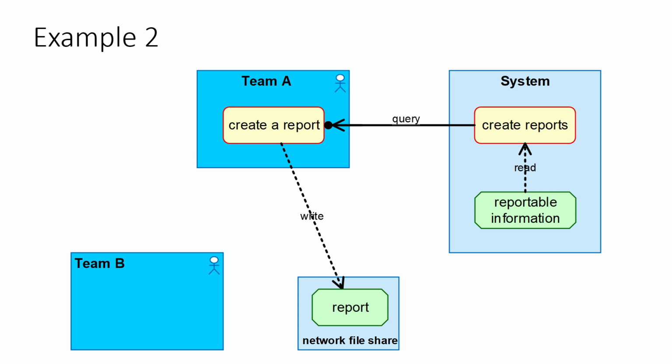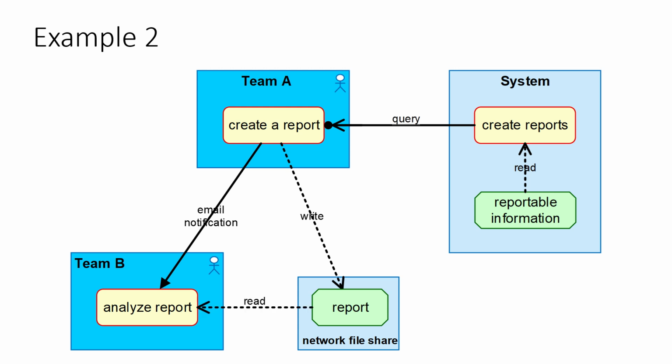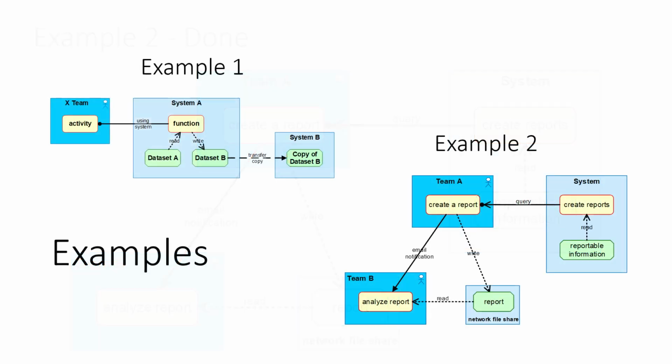Now we introduce a second team, Team B. Team A emails Team B, notifying them that the report has been created and where to find it. This functional transfer triggers Team B to start analyzing the report. To analyze the report, Team B reads it from the network file share. This wraps it up for our second example. Again, we have shown how information and behavior takes place across both IT systems and teams. This concludes our two examples.